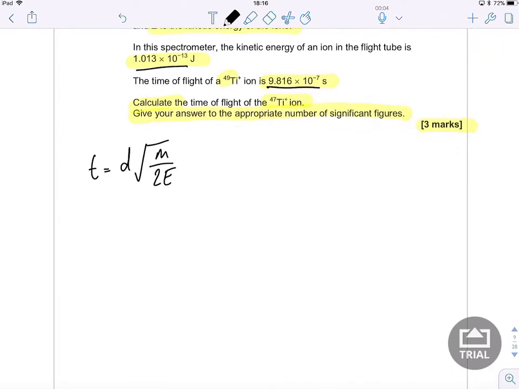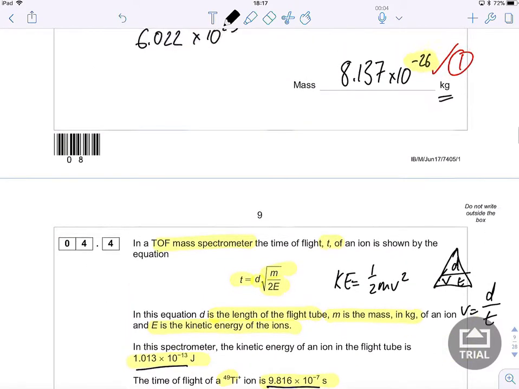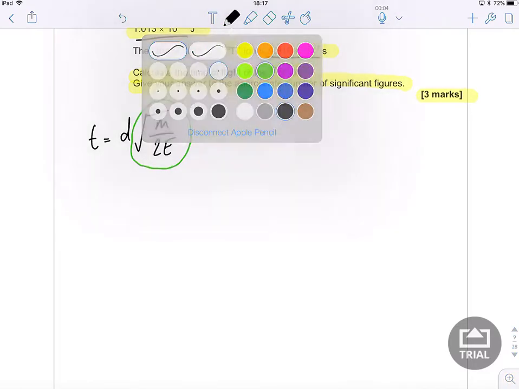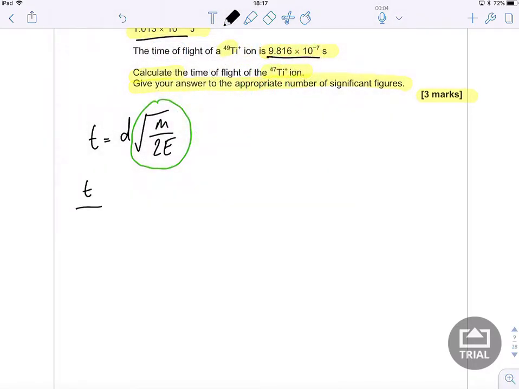So I'm going to rearrange this equation so that I get distance on its own, and to do that I'm just going to take the square root of m over 2e, and divide both sides by it, so I isolate d and get d on its own. So if I do that, I've got time divided by the square root of m over 2e equals my distance.